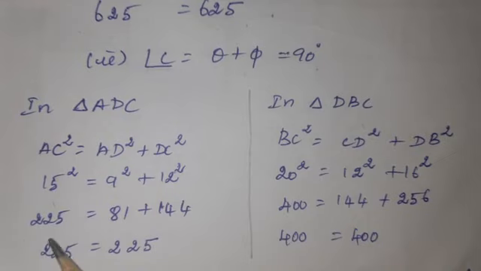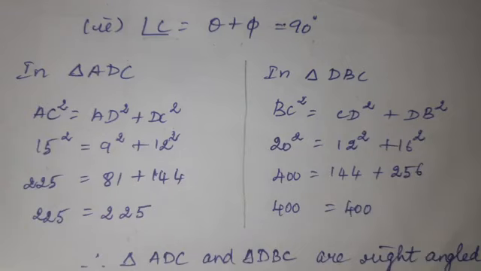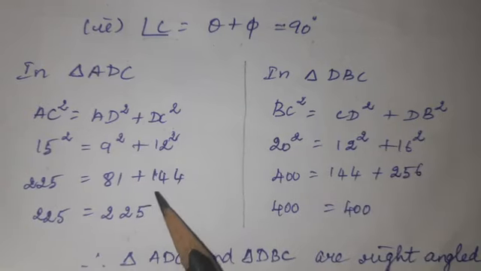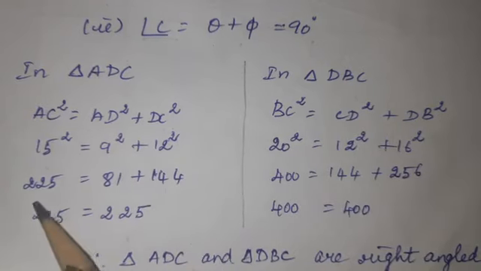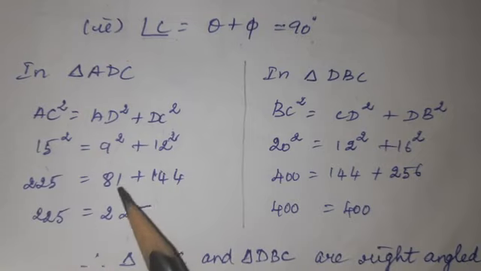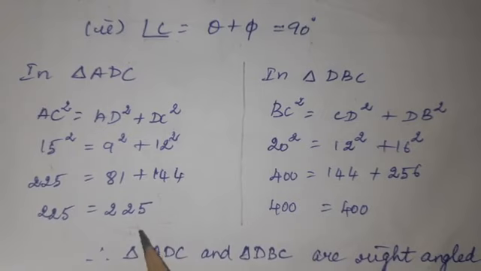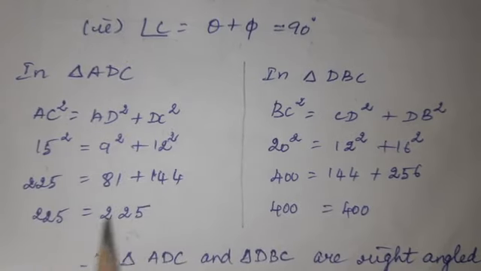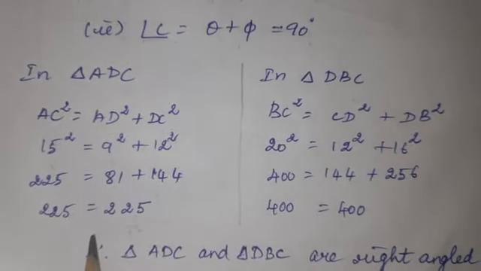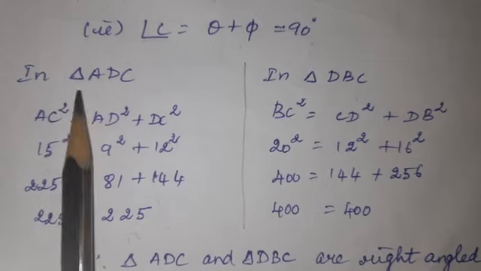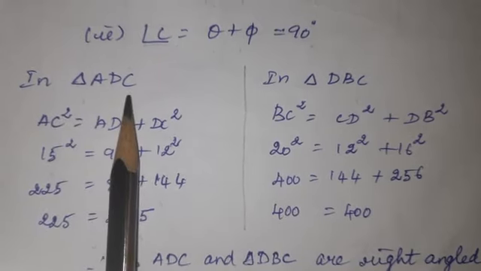15 into 15 is 225, which is equal to 9 into 9 is 81 plus 12 square is 144. When you add, you get 225. Here both sides are equal. That means the Pythagoras theorem is verified. If the Pythagoras theorem is verified, it means triangle ADC is a right angled triangle.